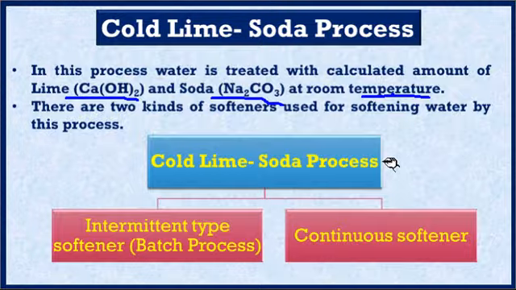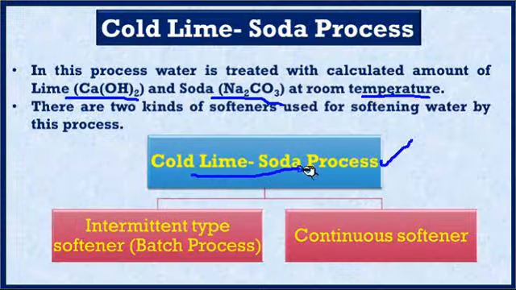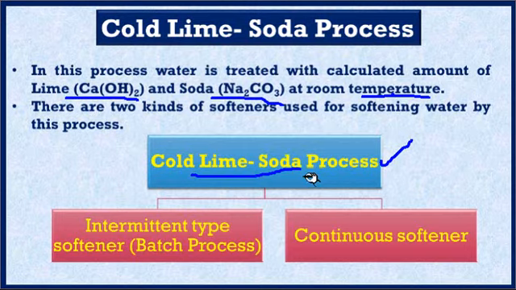Basically, in cold lime soda process, the lime and soda are mixed with the hard water sample in the calculated quantity at the room temperature, and with the reaction of lime and soda with various hardness causing salts, the hardness causing salts get precipitated, which can be further removed.